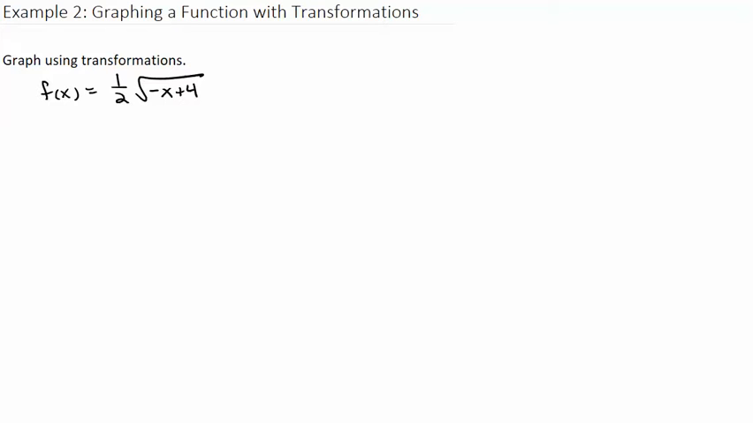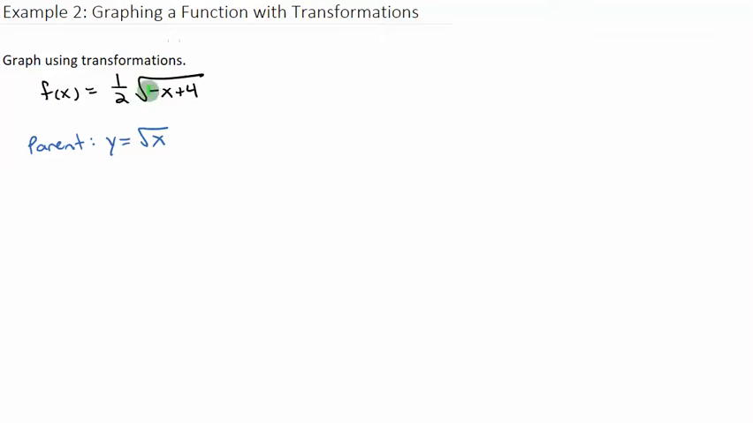Okay, this will be my second video with an example of graphing a function using transformations, and we're going to be doing this square root function. To get started, I want to identify the most basic square root function, and we'll call that the parent of this function. So the parent of this function is y equals the square root of x, the most basic square root function. Okay, and we'll come back to that momentarily.